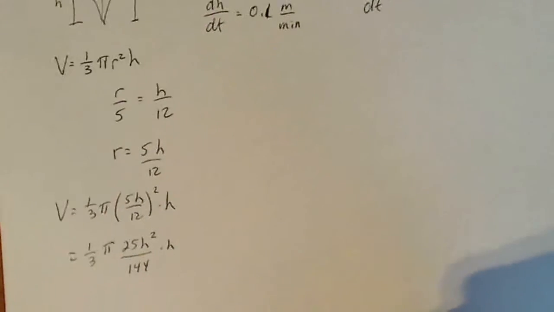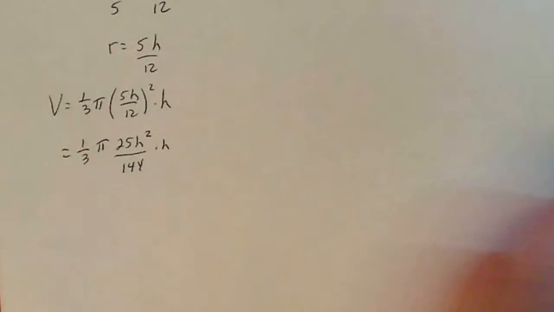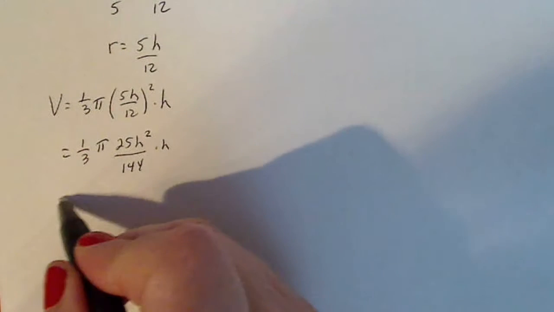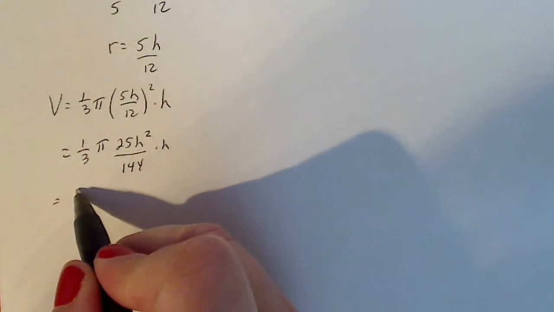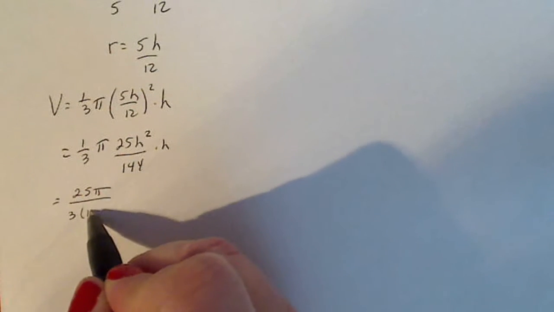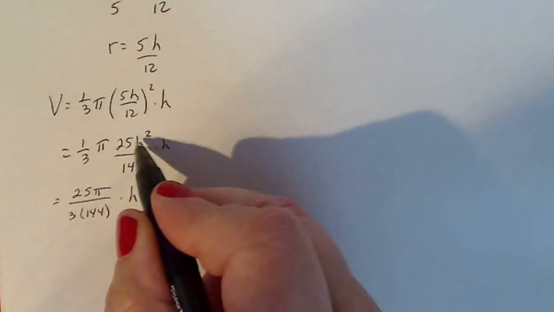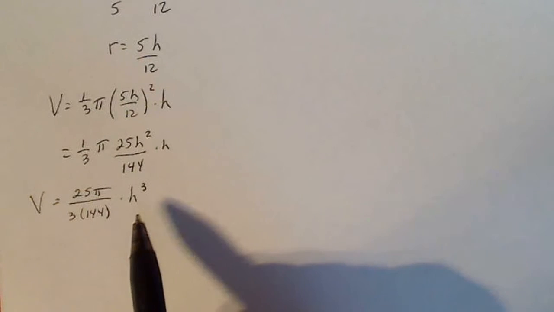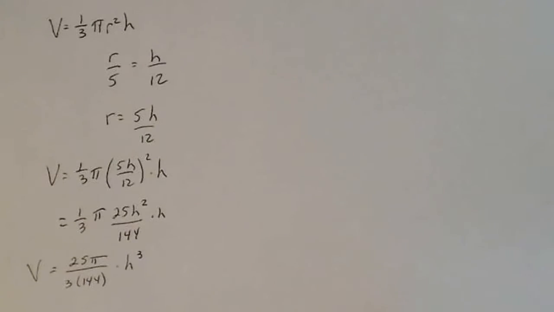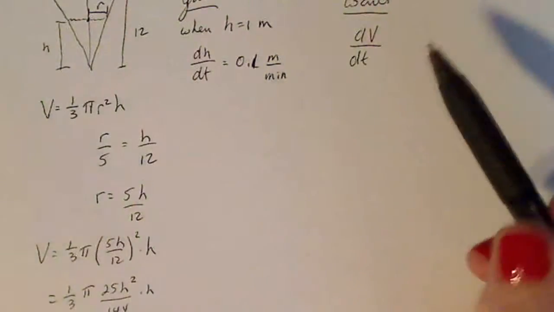And if you know that you're going to have to take the derivative of that eventually, it's best if you push all the constants to one side. So I have 25 pi divided by 3 times 144. I'm not even going to bother doing the math yet. Times H cubed. H squared times H is H cubed. So there's my relationship between the volume and my height or depth of the chemical. And that's exactly the two letters that I want to relate together.